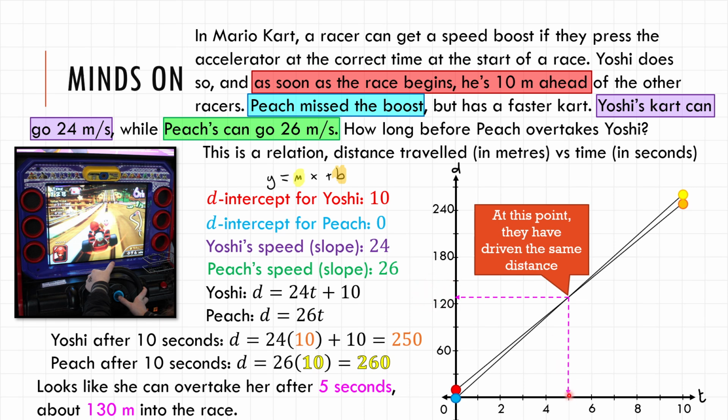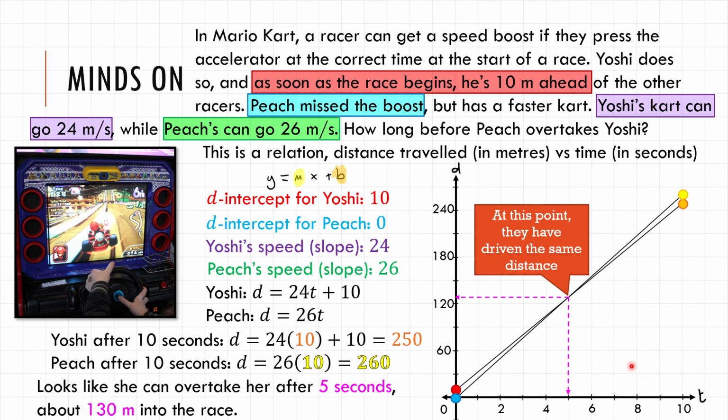When the time is 5 seconds, if the race was only 5 seconds long, then it would not matter whether you chose Yoshi or whether you chose Peach. You would be at the same distance at that point. If the race was less than 5 seconds long, then Yoshi is ahead of Peach for all of that time. And if the race is more than 5 seconds long, then of course Peach is ahead of Yoshi for all of that time, which will tell you which is the best racer to pick depending on the length of the race.